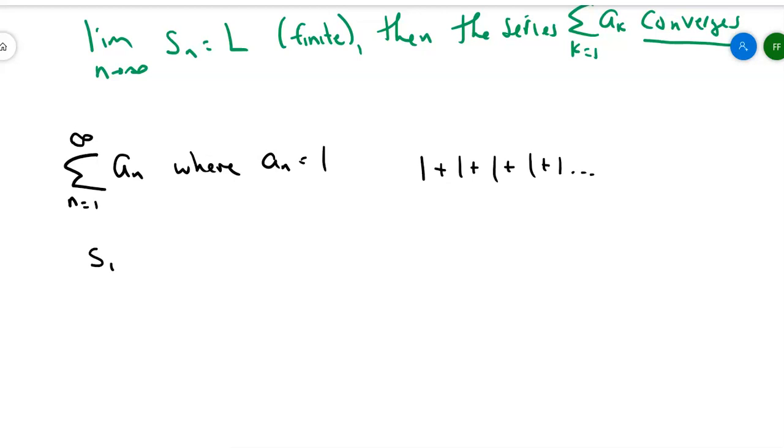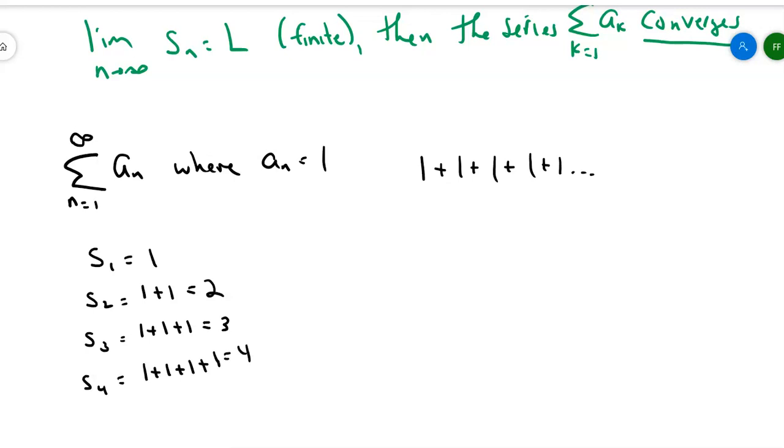So let's look at the first partial sum. The first partial sum is just 1. The second partial sum is the first term plus the second term, which is 2. The third partial sum is the first term plus the second term plus the third term, which is 3. The fourth partial sum is the first plus the second plus the third plus the fourth, which is 4. So now let's look at the sequence of partial sums. The sequence of partial sums is 1, 2, 3, 4.